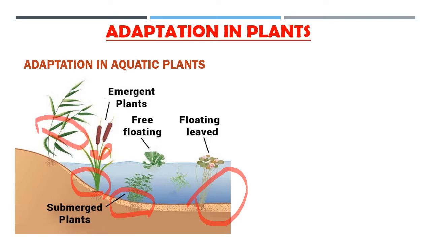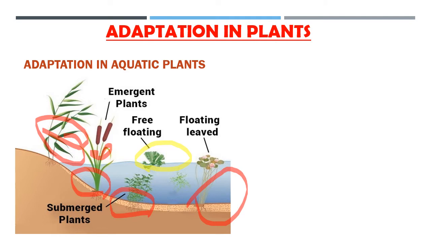You can see their leaves and flowers float on the surface of the water. And some are entirely afloat. Some are entirely afloat like these. These are entirely afloat, meaning their roots are not anchored in the soil of water bodies.